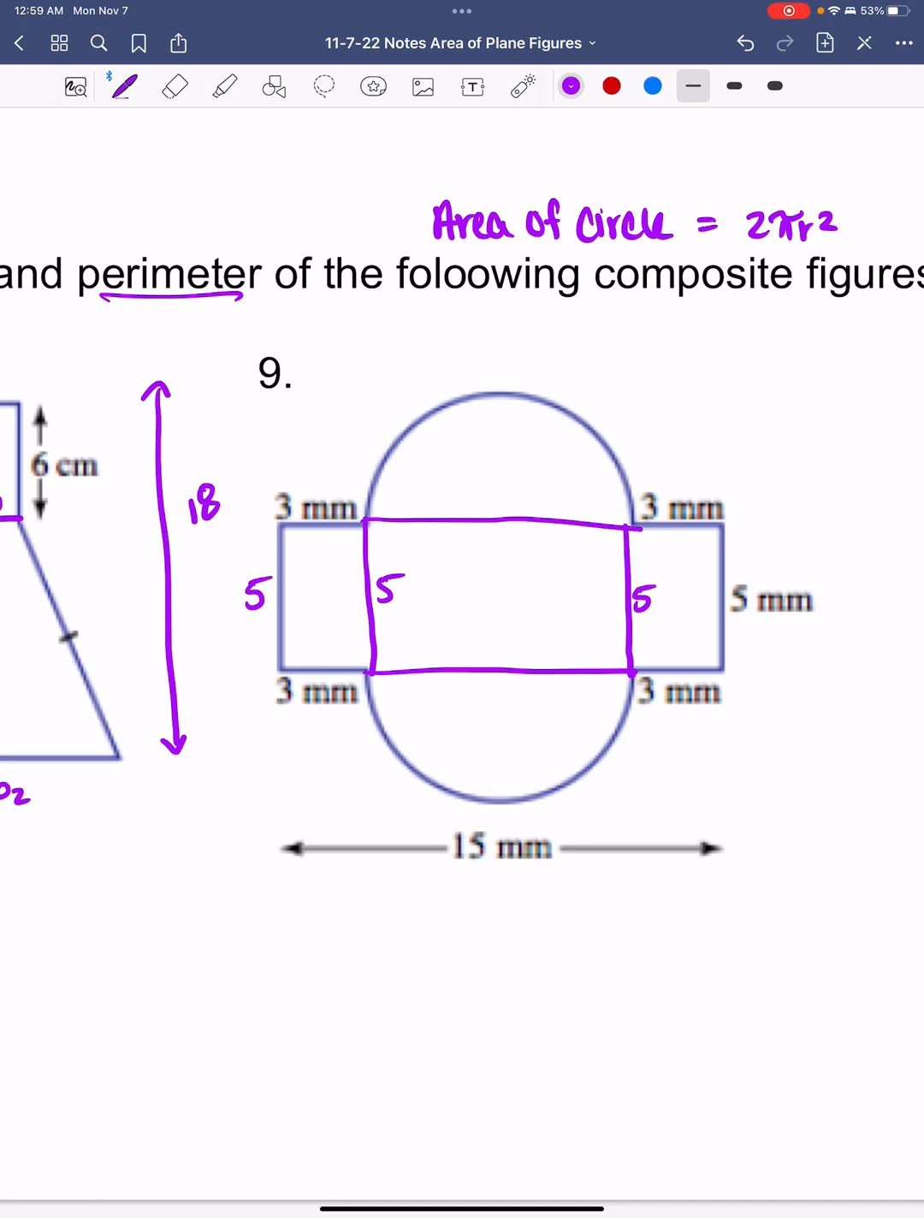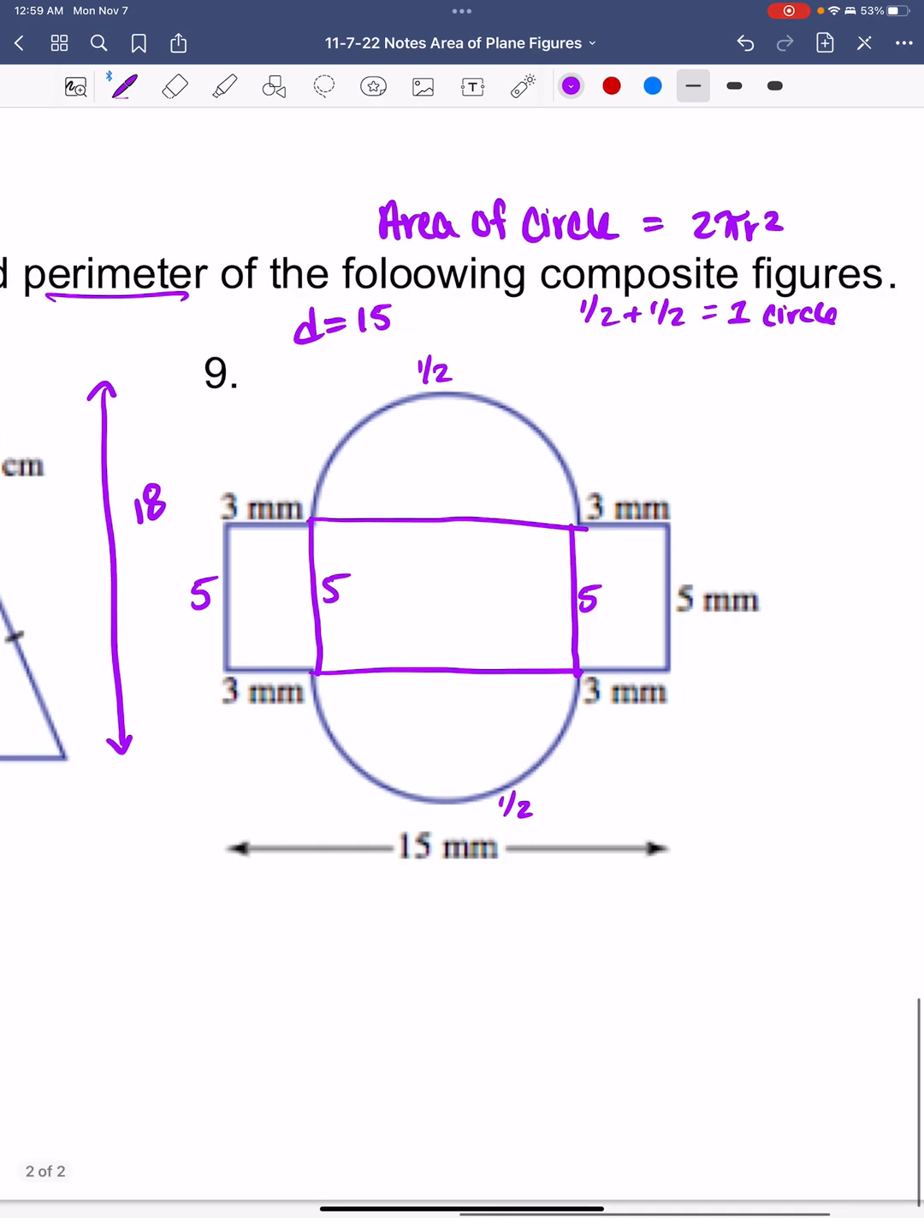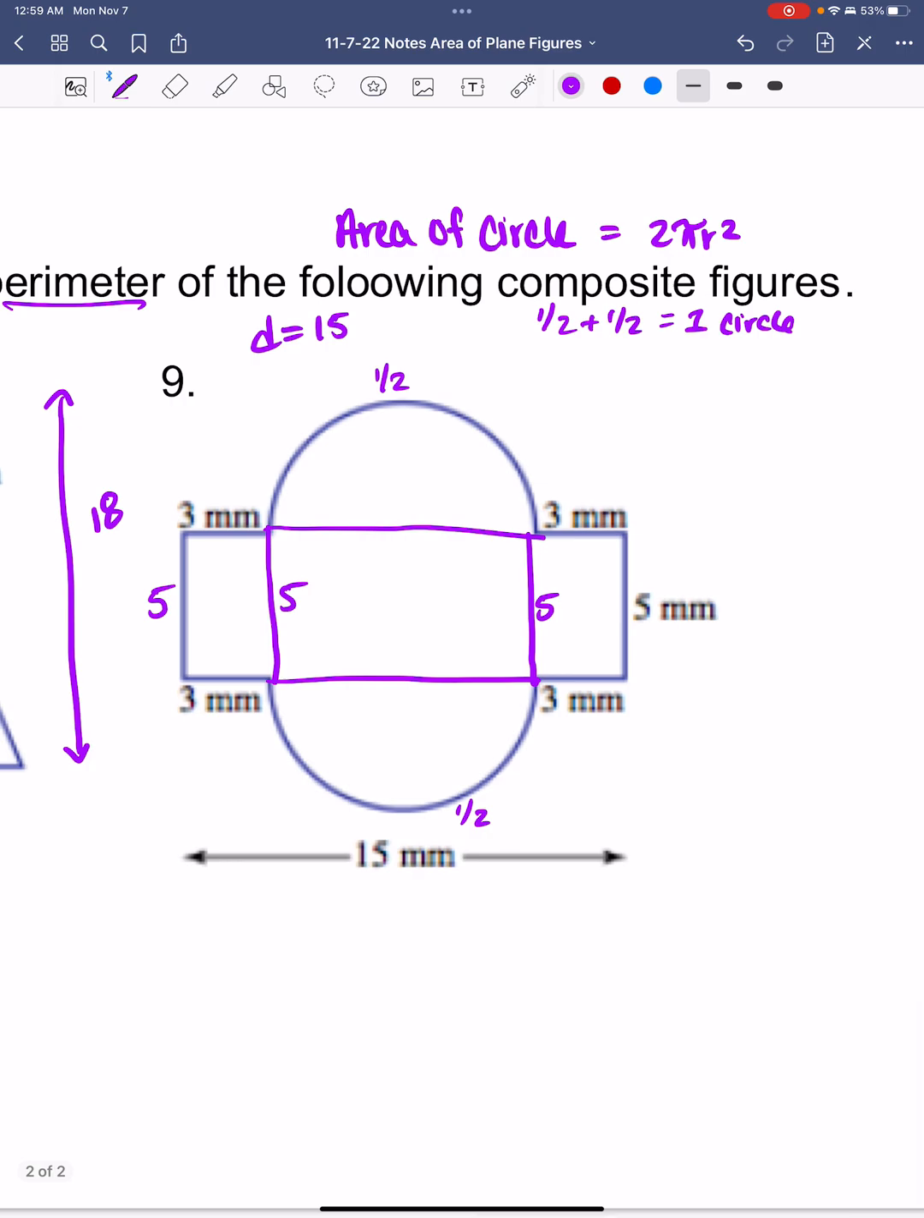Okay, 15 is going to come into play because we're just going to use that as a diameter, because it's the total length across. Now, this is 1/2 of a circle, and this is 1/2 of a circle. 1/2 plus 1/2 circle is going to equal 1 full circle. That's why we need the area of a circle. So if the diameter is 15, if I divide by 2, then my radius is 7.5.